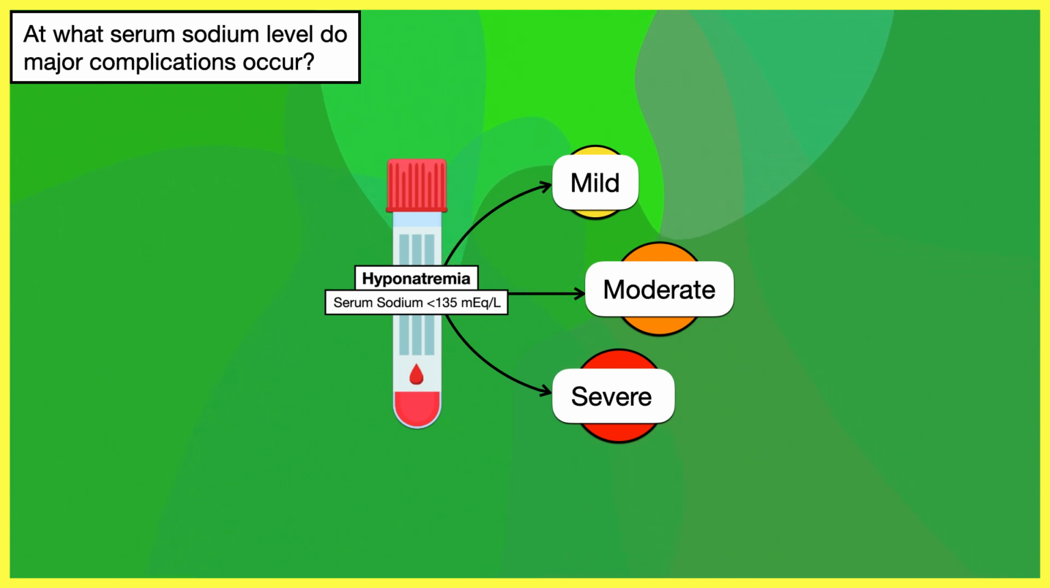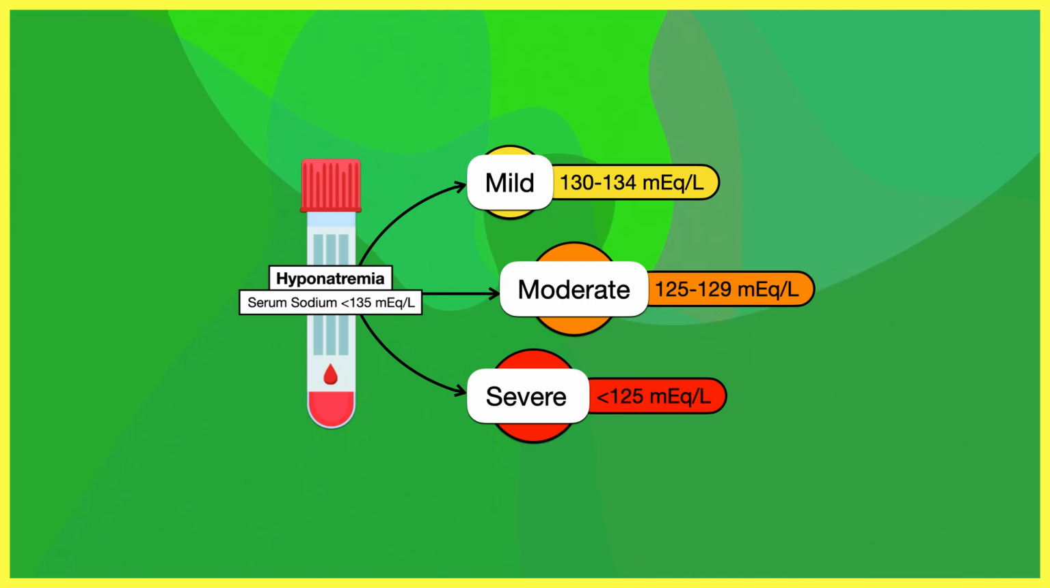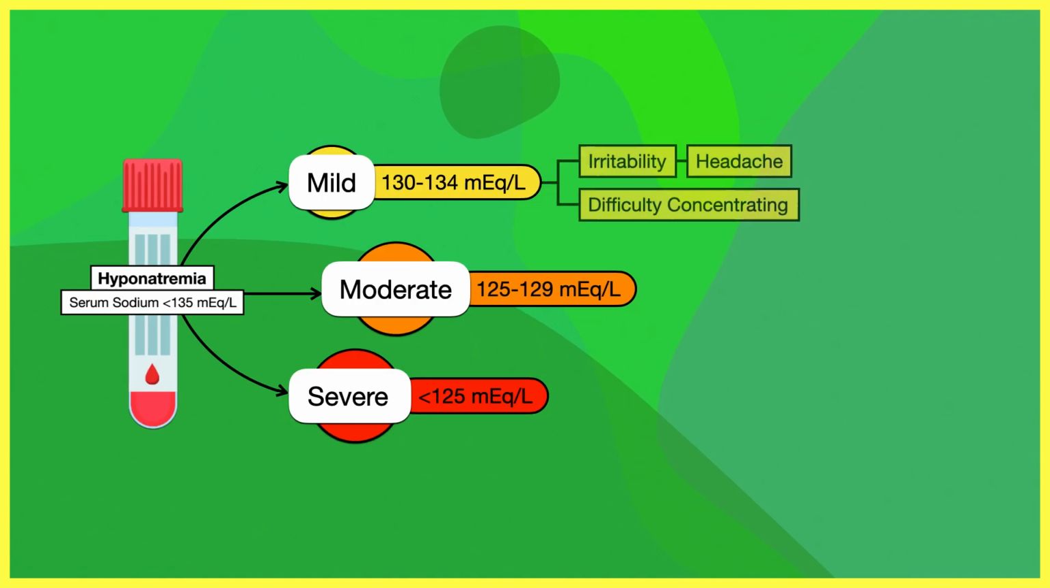Transitioning to the second question, which refers to the sodium level at which major complications occur, we see hyponatremia is classified as mild, moderate, and severe. Mild hyponatremia is 130 to 134 milliequivalents per liter. Moderate hyponatremia is 125 to 129 milliequivalents per liter. And severe hyponatremia is less than 125, though some authors present these with some slight variations.